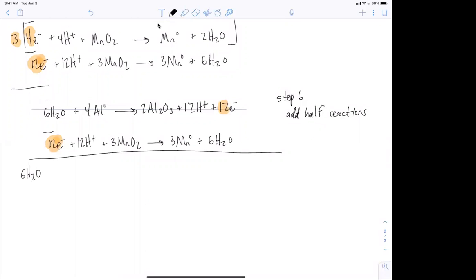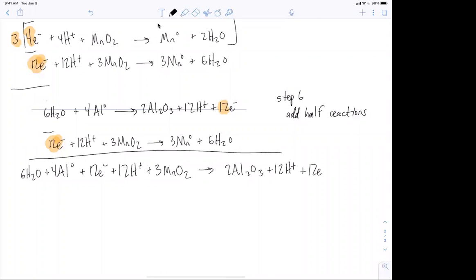So we end up with 6H2O plus aluminum oxide. That's coming from here. And then we end up with 12 electrons plus H plus 3 manganese oxides. So that's all just down here. And now I'm going to do the same thing over here. I'm going to take this and then add it to that. So we've got 2 aluminum oxides plus 12H plus 12 electrons plus 3 manganese plus 6 waters.